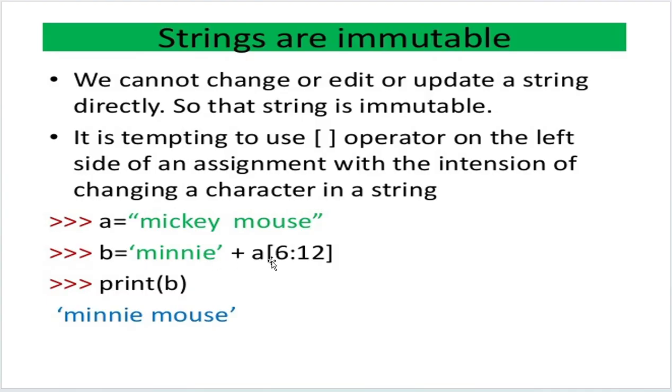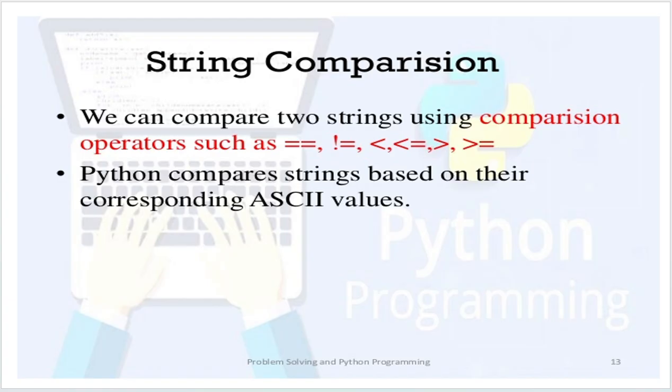So "mini" and "mouse" will be concatenated together and printed over here. Okay, this is how strings are immutable. Next is string comparison.